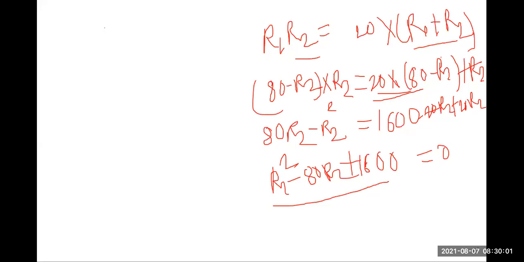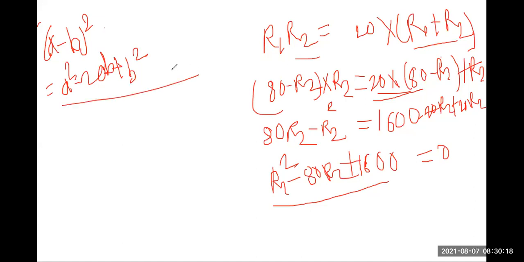What happened here? This formula is used: A minus B bracket square is equal to A square minus 2AB plus B square. Last year you have learned this formula. Here also, if you observe, you will get the same thing. R2 means A, and 2AB means 2 into 40. B's value is 40, as you know the square root of 1600 is 40. So we'll get it directly.